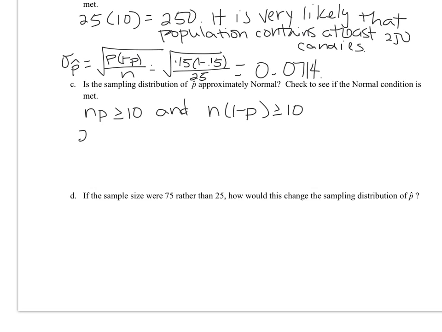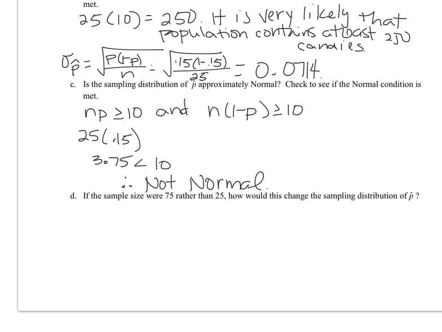So N was 25, P was 0.15, and we have to make sure that that's at least 10. So you just multiply them together, and we end up with 3.75, which is less than 10. So, therefore, not normal. Once the first one fails, I don't need to check the second one because the word "and" in math implies both must be true. And since one failed, then ideally, you don't have to check the other one.